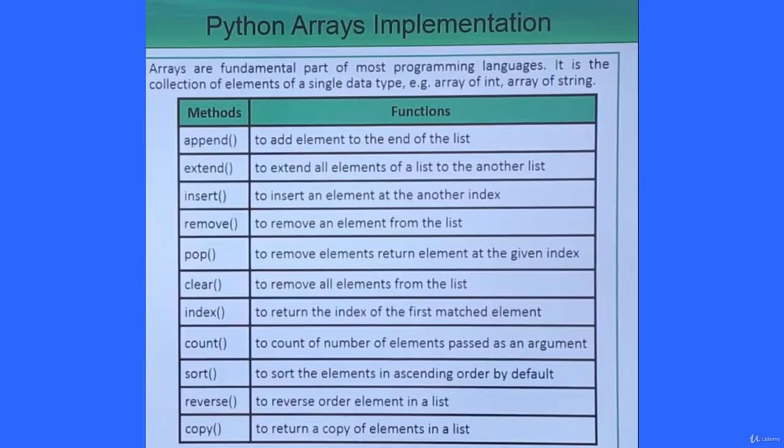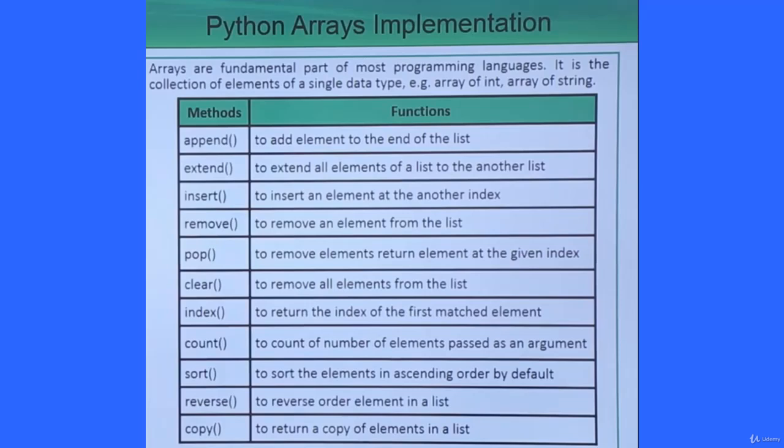So here we have the methods which will be operated on these arrays, and the respective functions and descriptions. So append, to add an element to the end of the list. Extend, to extend all elements of a list to another list. Insert, to insert an element at the given index. Remove, to remove an element from the list. Pop, to remove and return the element at the given index.